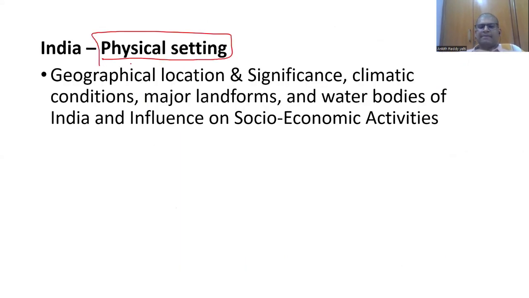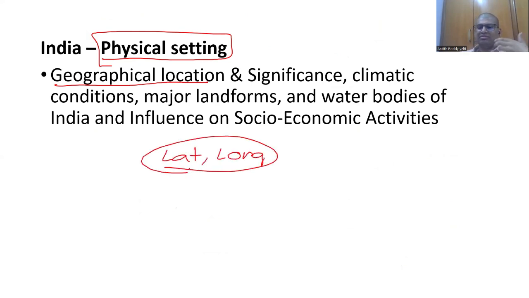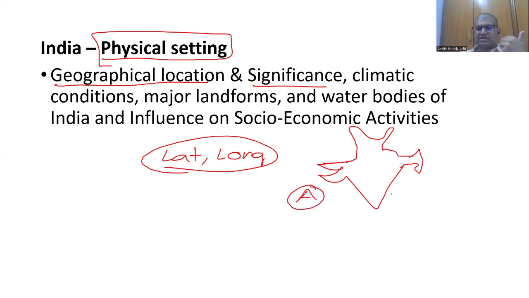Physical setting means you are supposed to read about the geographical location of India, that is, the latitudinal and longitudinal extent of India, the coastline, India's neighboring countries, and India's locational significance. You all know that India is a peninsular region. On the west side, you have the Arabian Sea, on the east side the Bay of Bengal, in the south the Indian Ocean, and in the north the Himalayas.